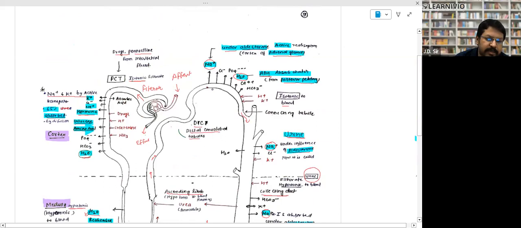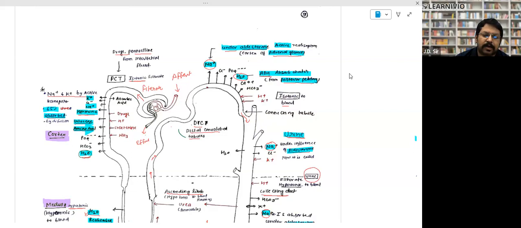In the DCT, a very, very important thing: sodium is absorbed under the influence of a hormone from the adrenal gland, the adrenal cortex. Then water is absorbed under the influence of ADH hormone, right? Then it will come to the collecting duct.